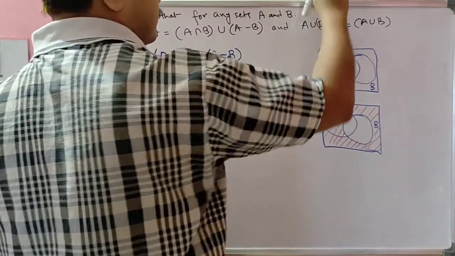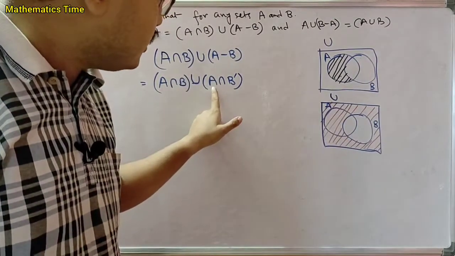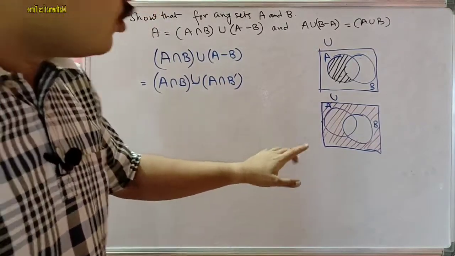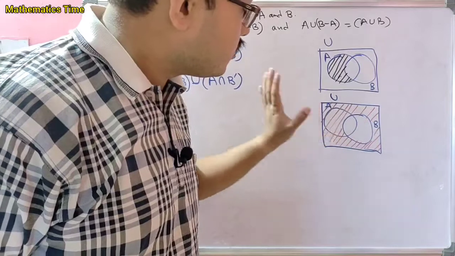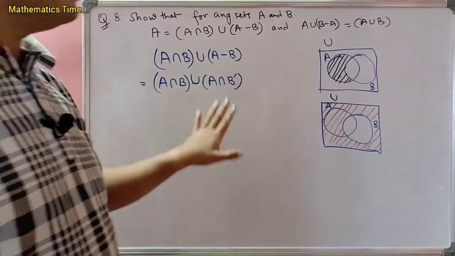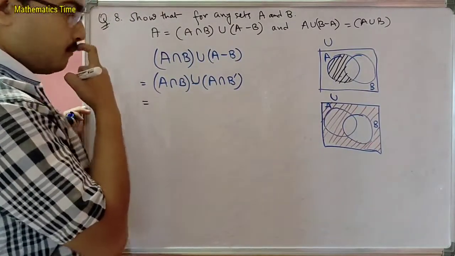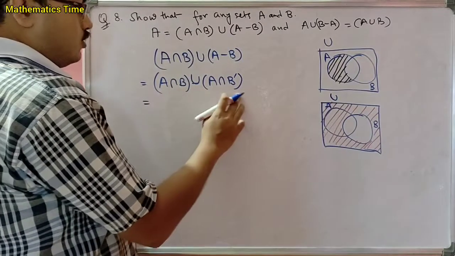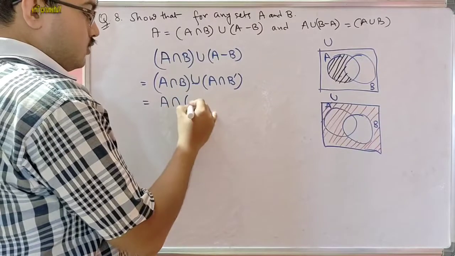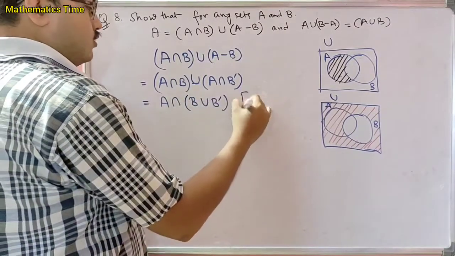B complement set. Okay, so if we take the intersection A intersection B complement, so A and B complement, we are taking intersection. The common elements are these, the shaded portion A minus B, so they are the same. I have shown you by diagram that they are the same. From this we are using the distributive law. So this will be A intersection (B union B complement). This is the distributive law.